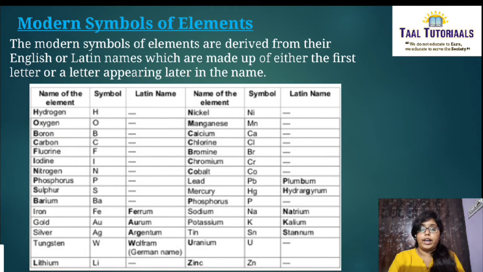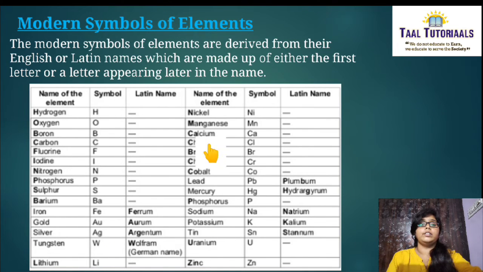See, hydrogen H. You can see here. Hydrogen H, oxygen O, boron B, carbon C, fluorine F, iodine I, nitrogen N, phosphorus P, sulfur S, barium Ba, iron Fe, gold is Au, and you have taken from the Latin name, that is aurum. Here iron you have taken from ferrum. Okay, silver Ag, that is argentum, tungsten, that is W, that is wolfram, and lithium is Li, there is no Latin name for that.